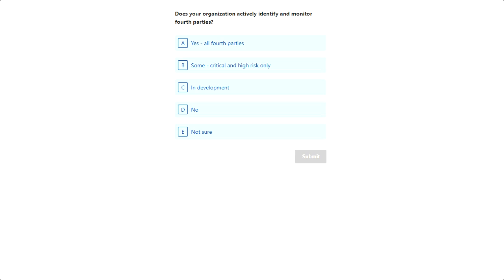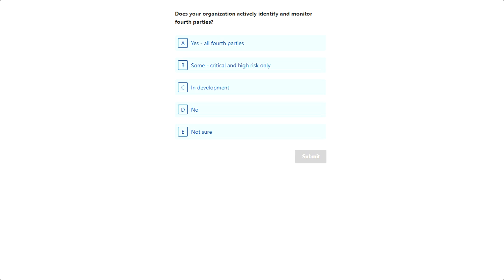We are to the last poll question of the day. And this question is, does your organization actively identify and monitor fourth parties? Yes, all fourth parties. Some, critical and high risk only. It's in development. No or not sure.